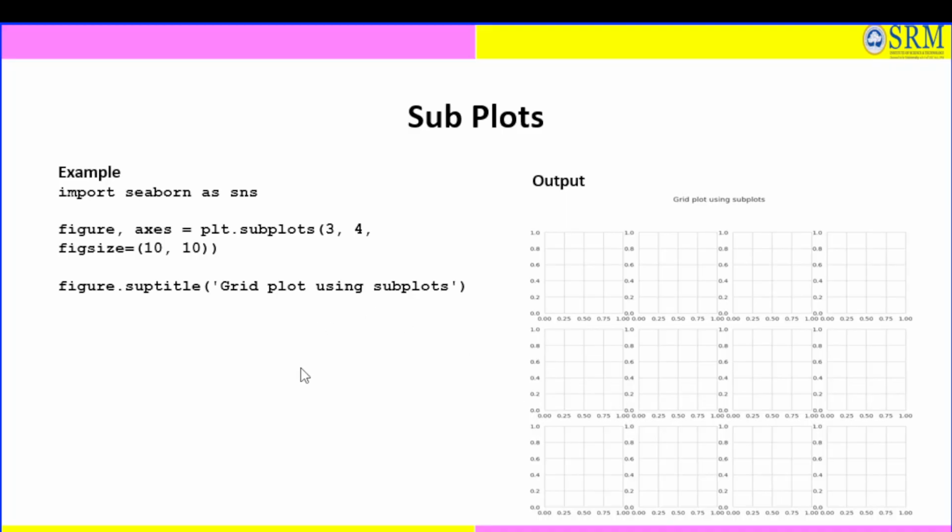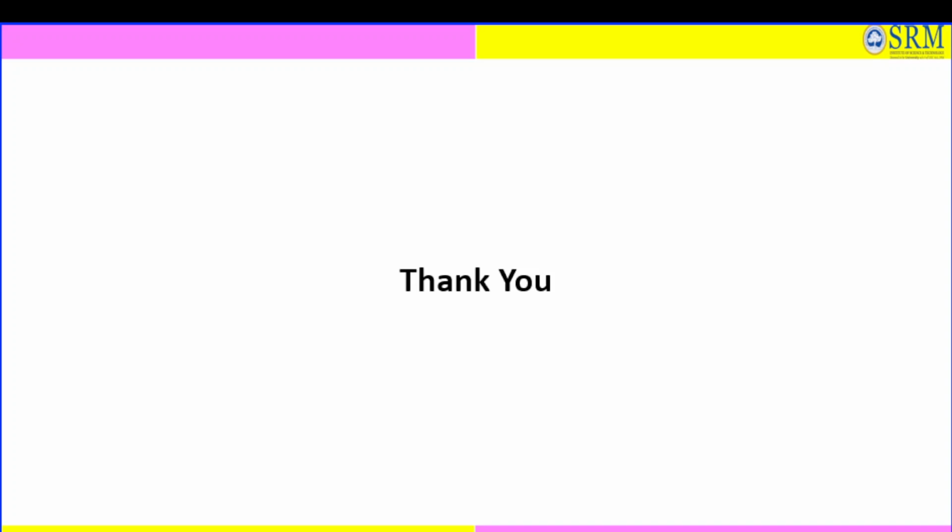Then comes the subplot, which is nothing but the number of subplots occurring in a particular region. What should be the figure size, like 10 comma 10, how many rows and columns, 3 rows and 4 columns. All these things I have shown you in the Seaborn library introduction. There itself, in order to make you understand, I have shown all these plots, and this is the detailed description about each and every plot. Thank you.